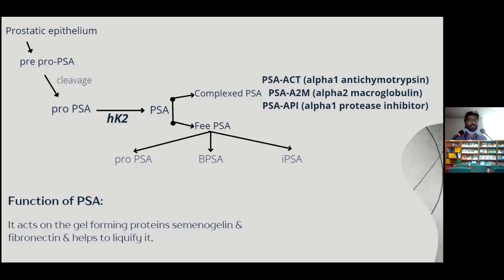Whereas the free PSA exists as BPSA. BPSA is raised in the setting of benign prostatic hyperplasia and is more expressed in the transition zone. If the pro-PSA undergoes internal degradation, it forms this BPSA, and if the pro-PSA undergoes proteolysis, it forms intact PSA. The function of PSA: it acts on the gel-forming proteins, semenogelin and fibronectin, in the semen, and helps to liquefy it.